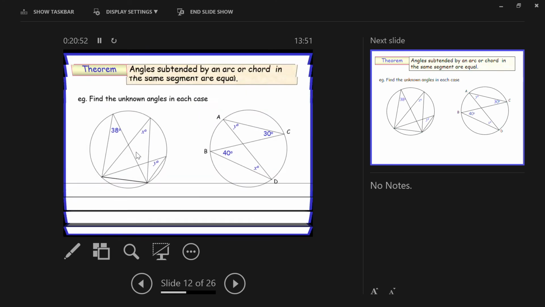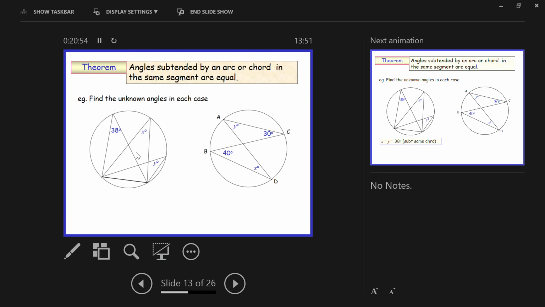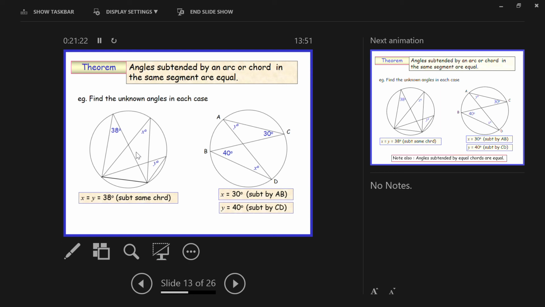Okay, so angles seen, dit is subtended. Subtended by an arc or chord in the same segment are equal. So daar gaan jy sien x gaan wees 38 en y gaan ook wees 38, né? And the one on the right hand side, X would be 30 because that's the same as angle C, subtended by AB, daai boog. En dan Y gaan wees 40.